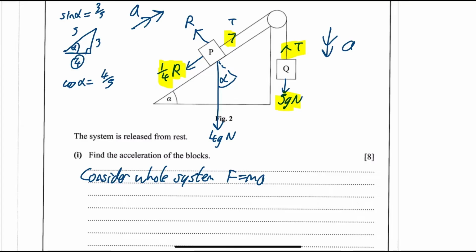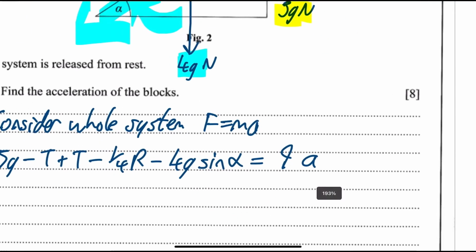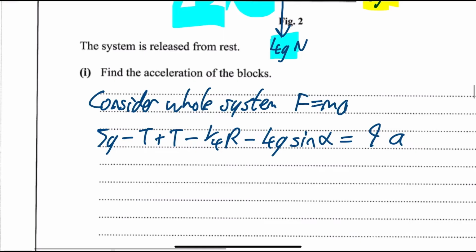And also, if you imagine this weight, once it's pulled round to here, there's a certain amount of that weight that is going to be acting down this slope. So this is just me doing my forces. The force that's getting me going is 5g. Going against that is T. Going forward is T. Going against it is a quarter R. Also, what's going against it is 4g sine alpha. And my total mass is 9. And my acceleration is a. So that's the nicest, easiest way of doing that. So we're just going to fill this all in. So it's a mess.